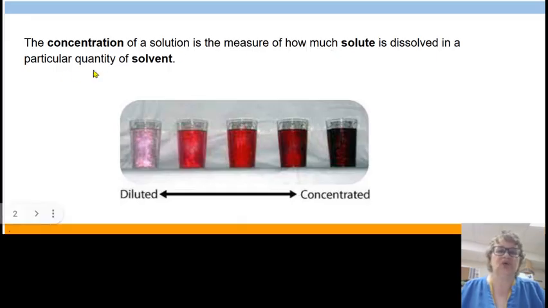Okay, so the concentration of a solution is the measure of how much solute is dissolved in a particular quantity of solvent. Okay, so as we add solute, the solution becomes more concentrated. As we add more solvent, the solution becomes less concentrated.